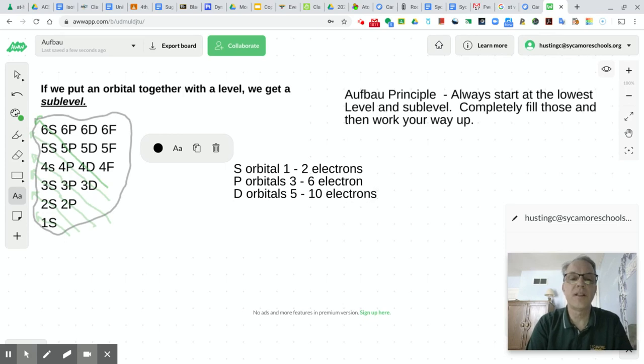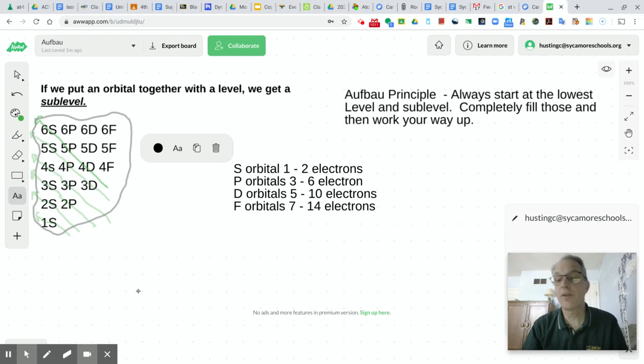Okay, and then finally the f orbitals. There's a total of 7 of those orbitals. You can put 2 electrons in each one for a total of 14 electrons. Okay, and we follow this path. You follow these arrows. We go from the lowest level and sublevel up to the highest. We'll probably never go beyond 6. We could if we wanted to, but probably not.